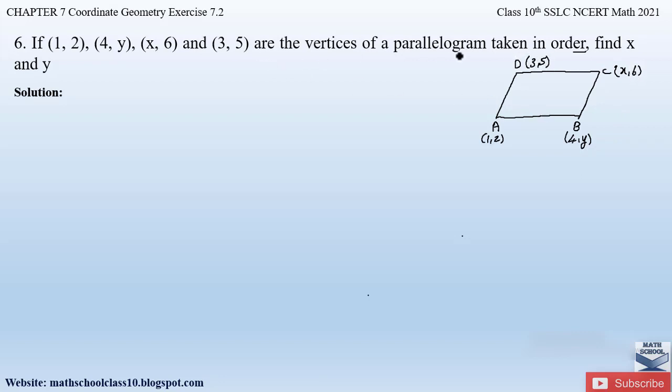To solve such a problem, you should know the properties of a parallelogram. So what are the properties of a parallelogram here? The first property is that the opposite sides are equal and parallel. Here, which are the opposite sides? AB will be equal to CD and AD will be equal to BC. So write down the first property, that is AB is equal to CD and BC is equal to AD.